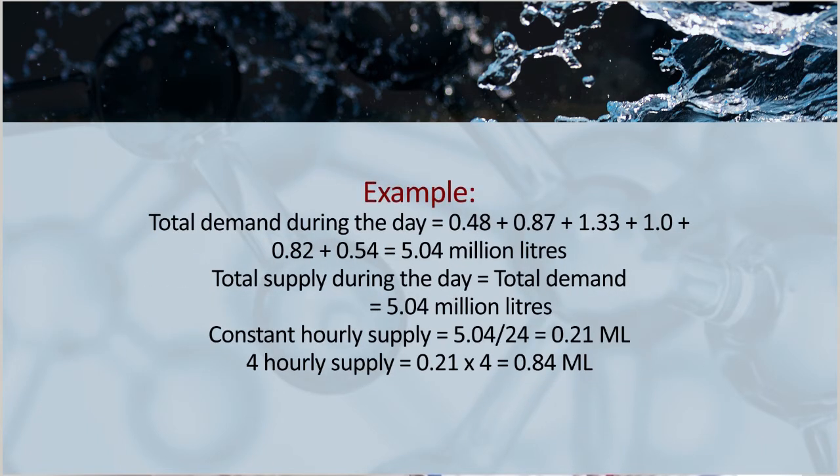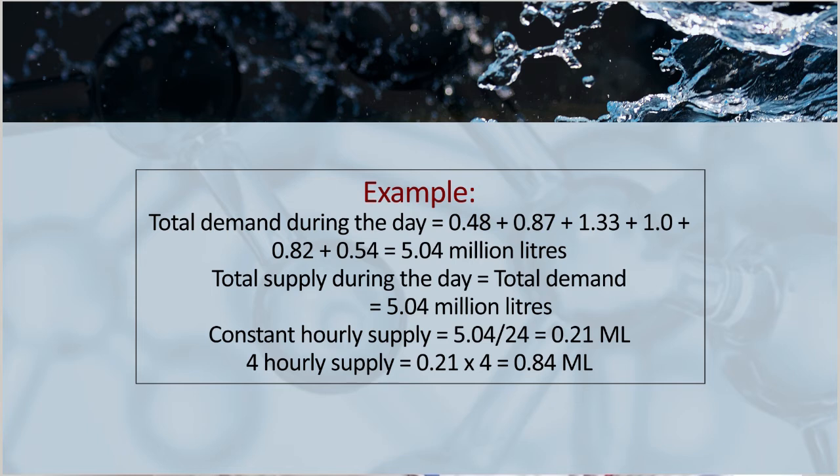So here the solution: total demand during the day is 0.48 plus 0.87 plus 1.33 plus 1 plus 0.82 plus 0.54. This is equal to 5.04 million liters. So total supply during the day is equal to total demand, which is 5.04 million liters. Because here there is a constant hourly supply, hourly supply is equal to 5.04 divided by 24, which is 0.21 ML. So 4-hourly supply, 0.21 into 4, is equal to 0.84 million liters.